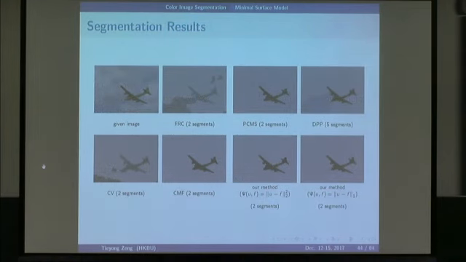So this is the given image, and we want to find the two segments. The previous FRC does not work so well. PCMS looks good, because basically you use the constant to approximate it, and DPP has something here, not so good. And for our method, you can see that we can nicely segment this kind of thing. For this image you have to give the constant, give the parameters to this one.